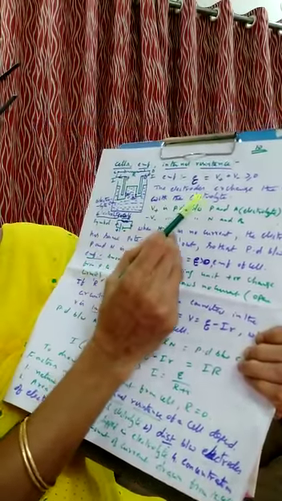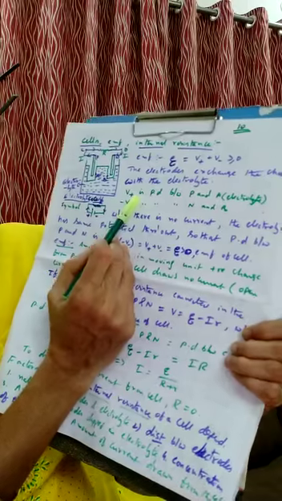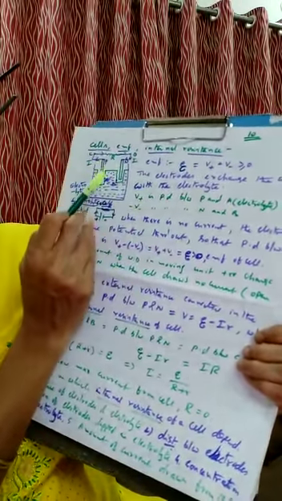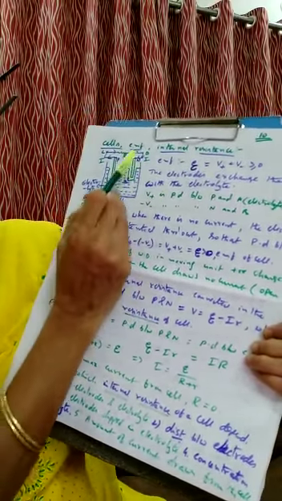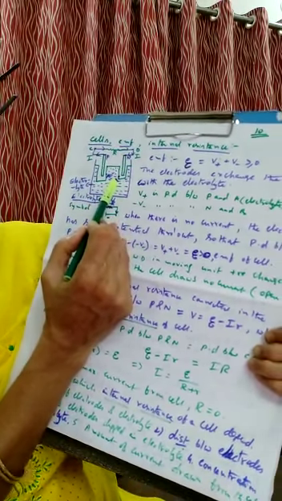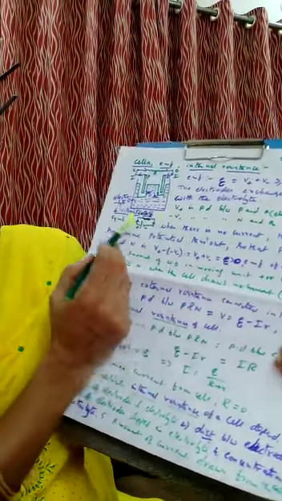Okay, the electrodes exchange the charges with the electrolyte. So V plus is the potential difference between P and A. This is P and this is A. That is the potential difference. And V minus is the potential difference between the negative electrode and B here. Okay, that is the electrolyte here.